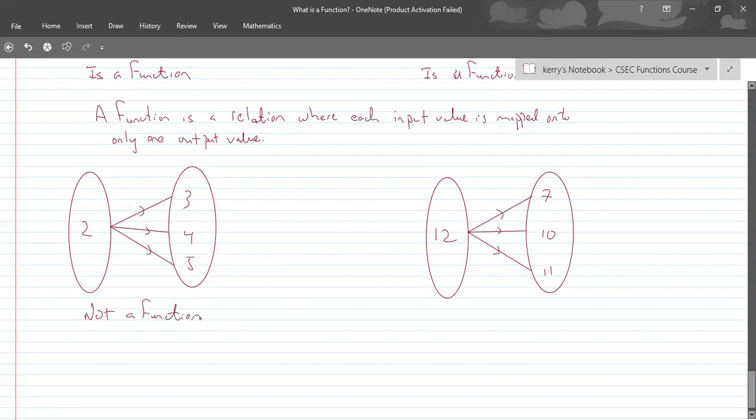This is another type of relation, which we'll talk about later on. This is what you call a one-to-many relation. And similarly, 12 is mapped onto 7, 10, and 11. So this is also not a function.